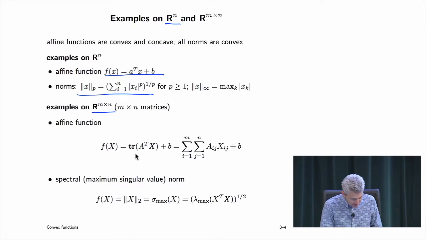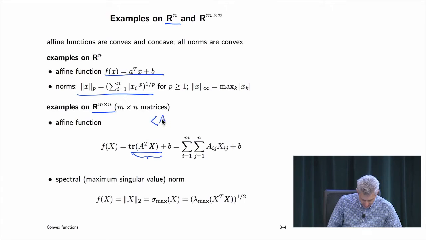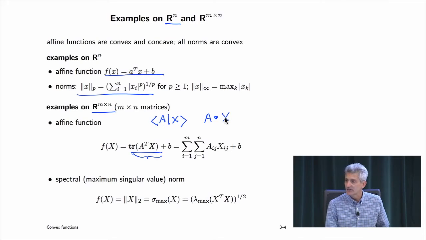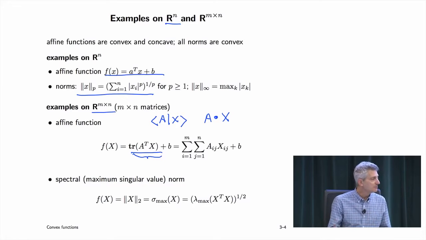So here's an affine function. The general inner product on m by n matrices is simply trace A transpose X. When you see this here, some people even write it this way, or other people write it that way. It's basically the generic standard inner product. So when you see trace A transpose X or A transpose B, it's the inner product of A and B, right? So that's what it is.